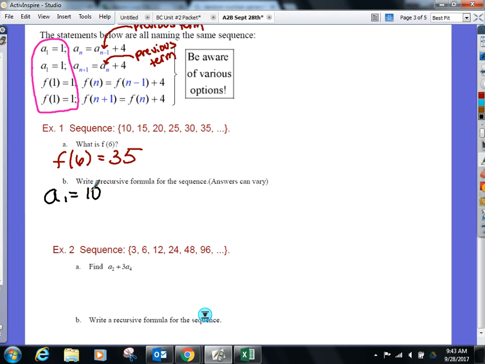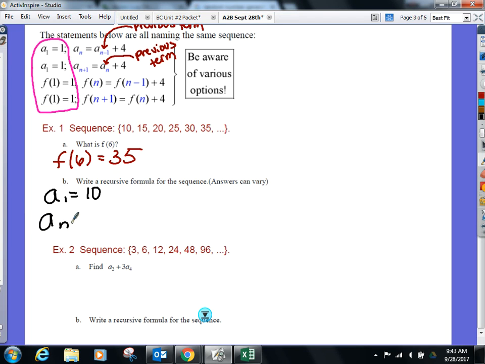Now you got to write out, and this is where I'm going to help you, what do you do to the previous term to get to the next term? What's the pattern? Add 5. Now I'm going to show you how to write it correctly. Okay, add 5. So to show that I'm adding 5 to the previous term, we can do any which way. I'm going to do the first way.